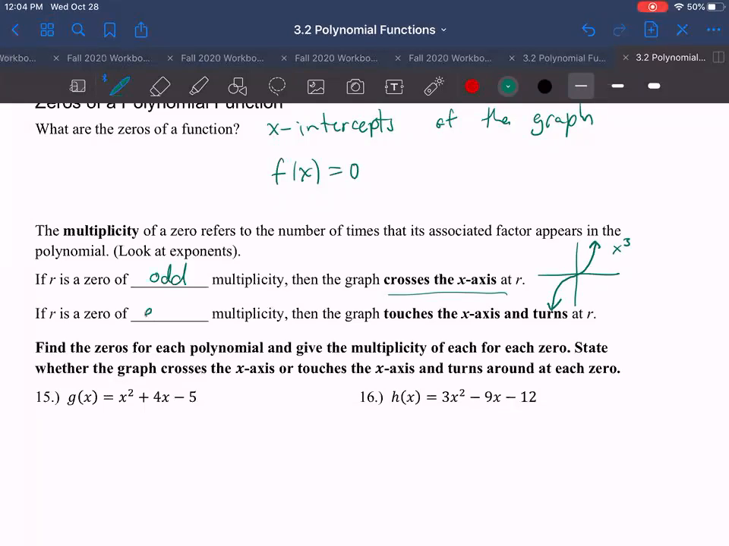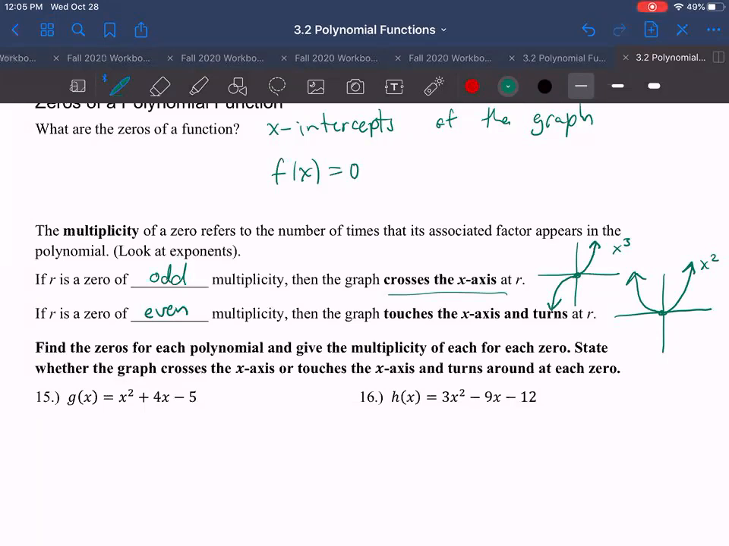And if it has an even multiplicity, then the graph just touches and turns. An example of this would be x squared. The x squared graph is that parabola, and it's going to come down, touch, and then go back that way. That one touches and turns, and the other one crosses. So even multiplicity, meaning an even power, touches and turns; odd multiplicity crosses.